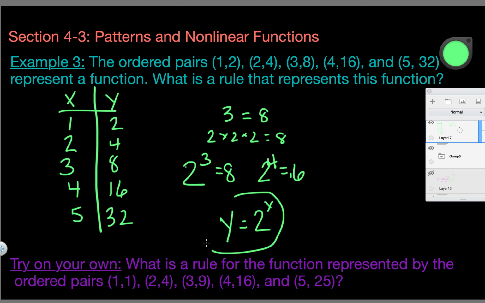Now, it takes a lot of practice. It takes guess and check to get this right, but it's all about exploring these numbers and figuring out what you have and how you can get there. So try this last one on your own and keep it up, guys. Come to class with questions.